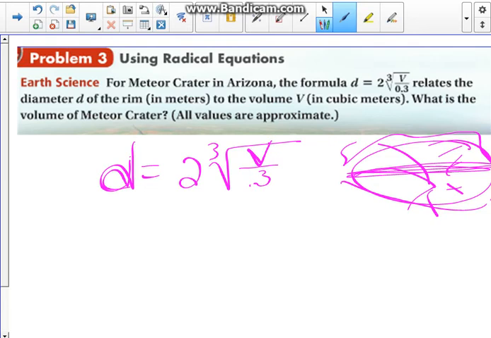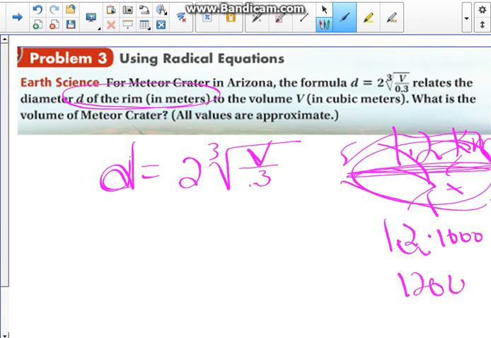They've given us the diameter. In our picture that we had, the diameter was equal to 1.2 kilometers. Okay, and it says the diameter is in meters, so the first thing we need to do is convert the 1.2 kilometers to meters. So we're going to multiply times 1,000, and we get 1,200. So now that's our diameter. So we're going to replace diameter with 1,200 and keep solving for the volume.